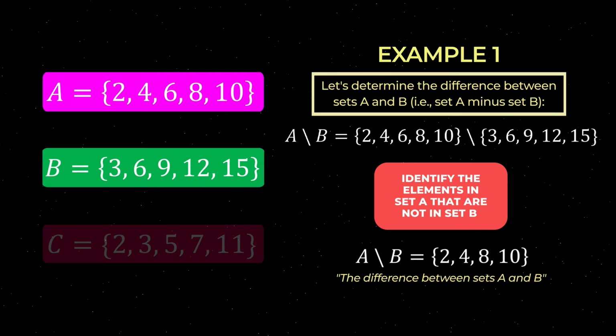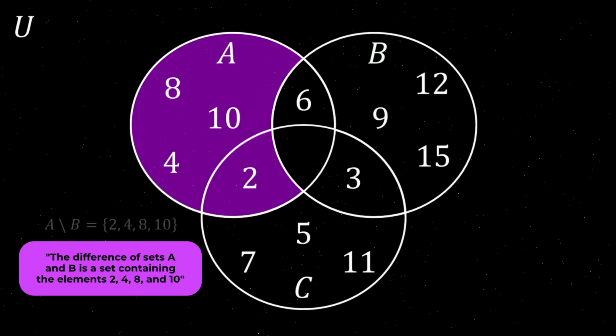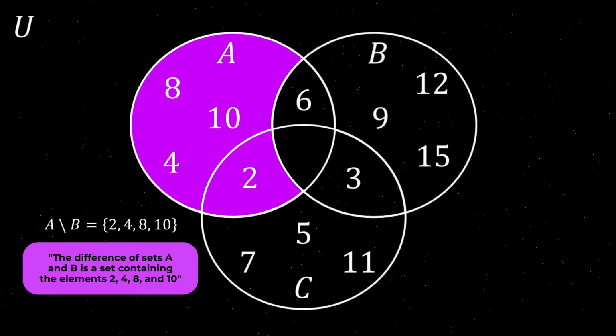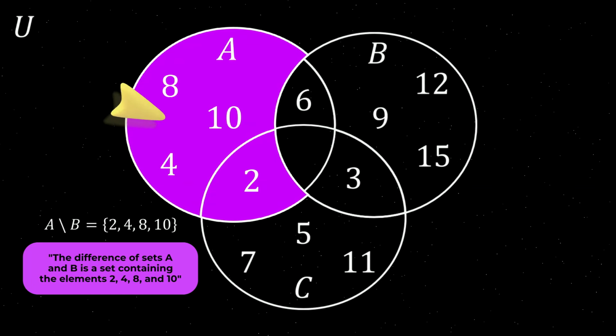Let's illustrate this set difference on a Venn diagram. As shown here, the difference between sets A and B is the area occupied by set A that is not occupied by set B.